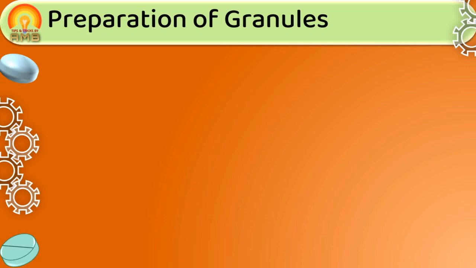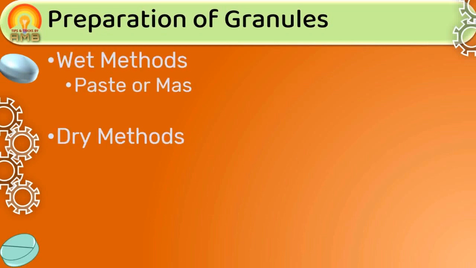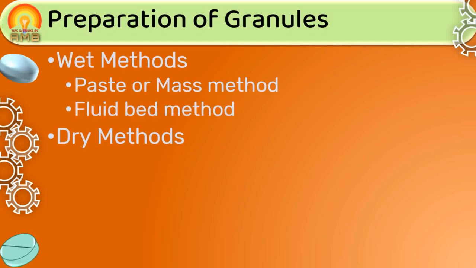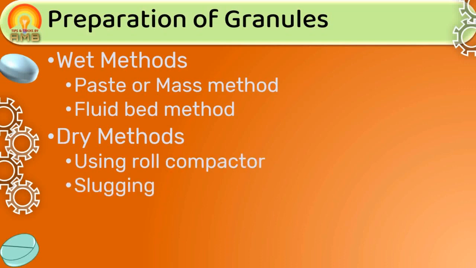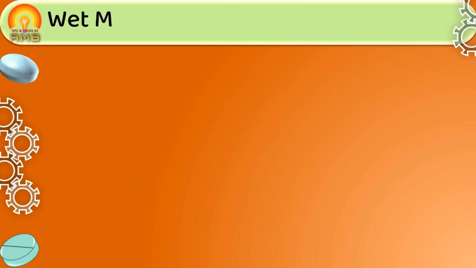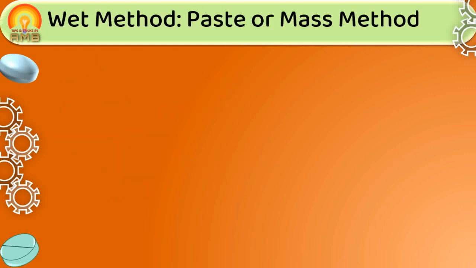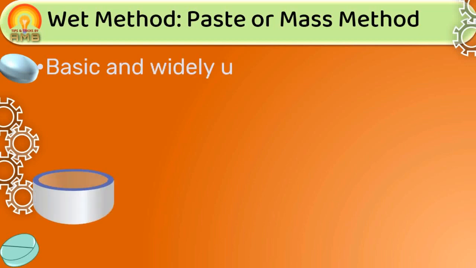Granules are prepared by wet methods and dry methods. Paste or mass method and fluid bed methods are the wet methods, and use of roll compactor and slugging methods are the dry methods. Let's discuss these methods one by one. First of all, we will discuss the paste or mass method. It is one of the basic and widely used wet methods for the preparation of granules.